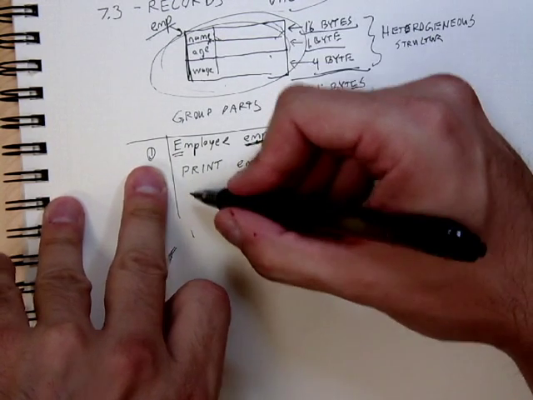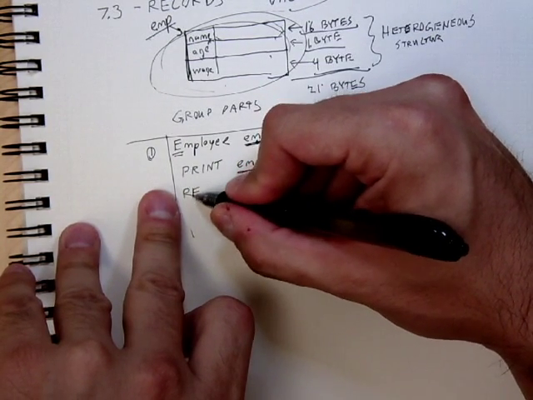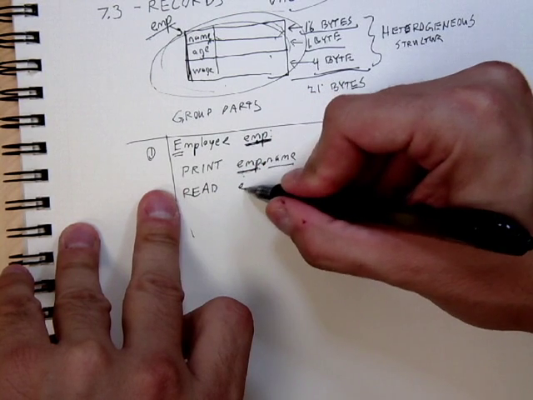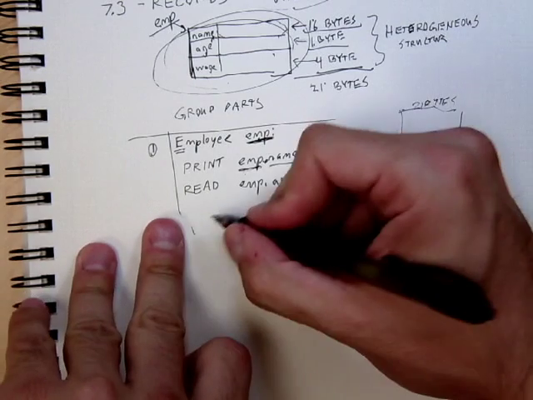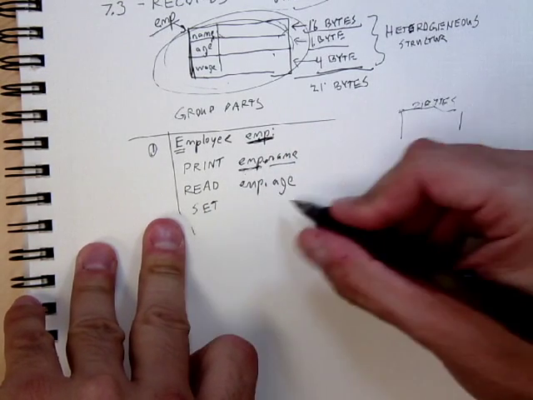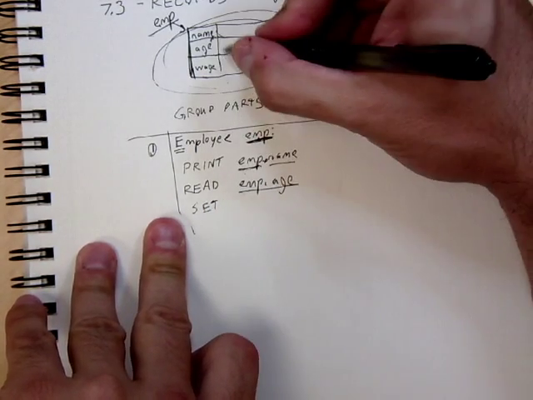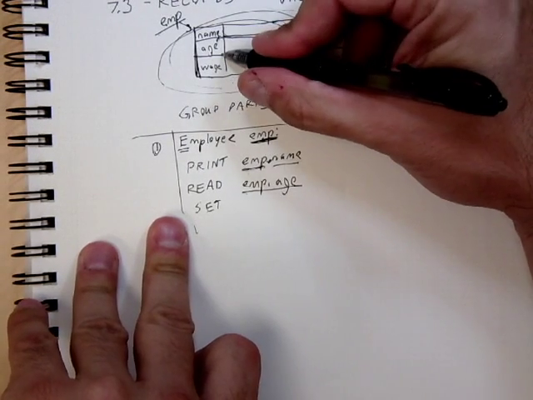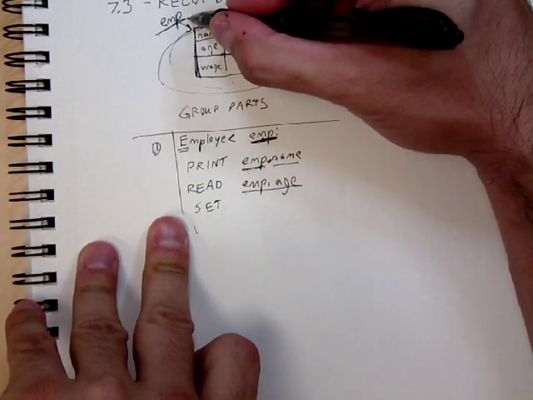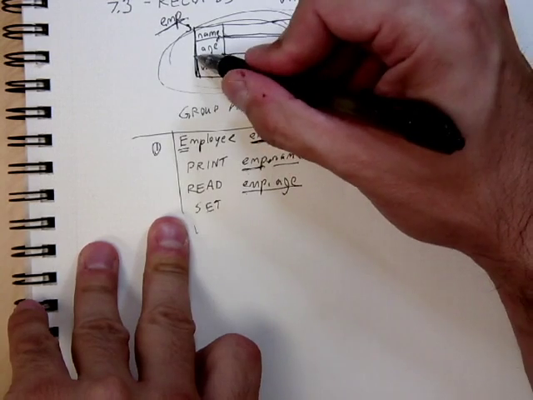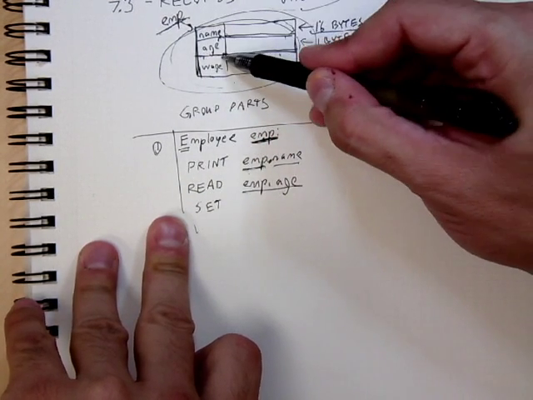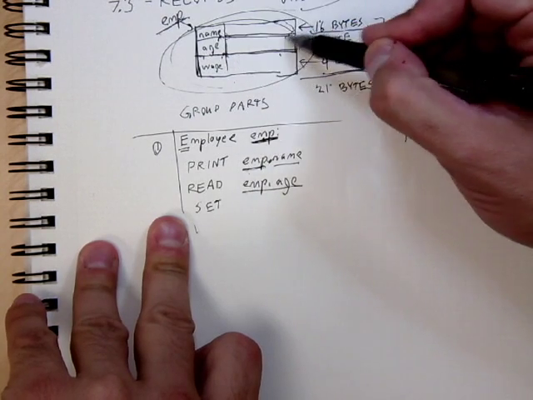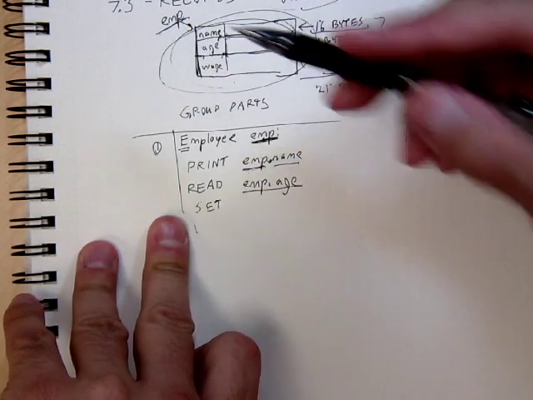We might say read employee.age, or we might say set, so you can read or you can write to them, but the name of this value right here is emp.age. So you give it sort of the variable name and then the offset to where the value is stored relative to that variable name.